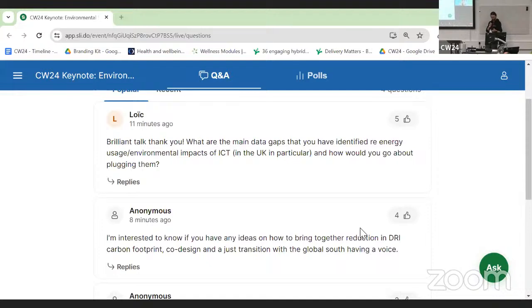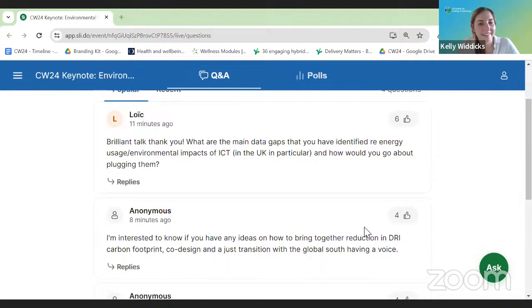Brilliant talk. Thank you. What are the main data gaps that you have identified regarding energy usage and environmental impacts of ICT in the UK in particular, and how would you go about plugging them?